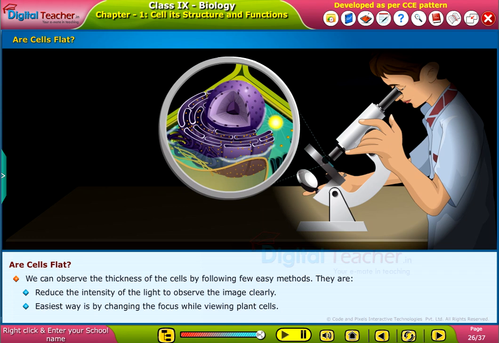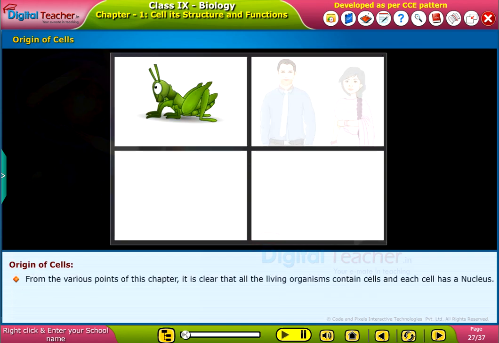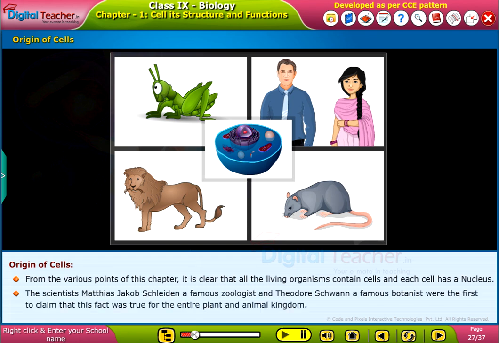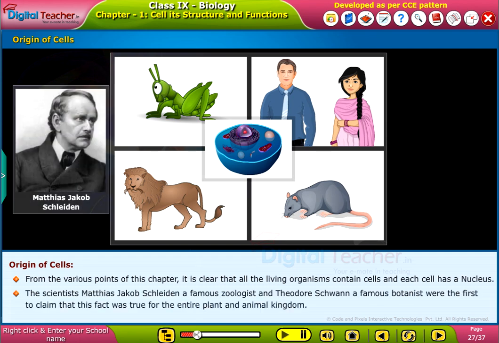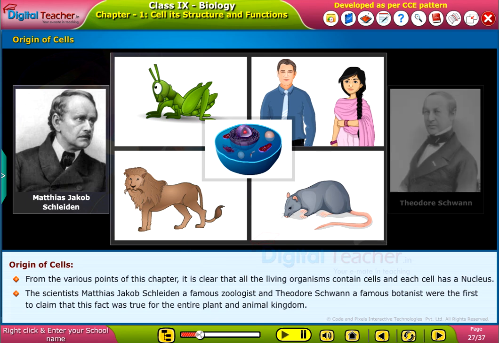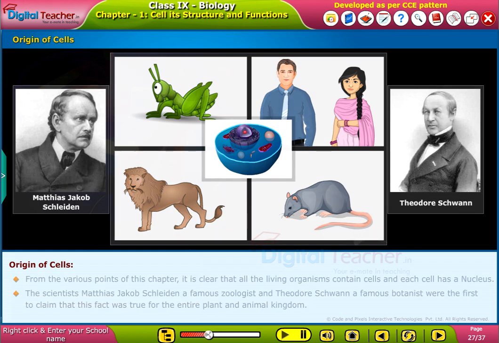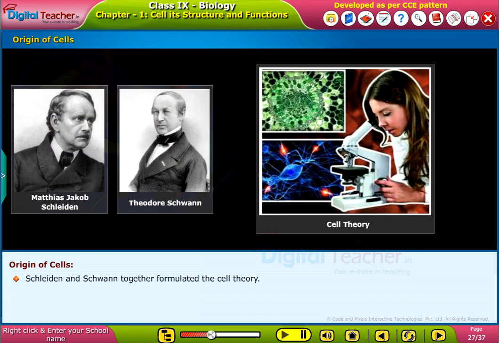Now, let us learn about the origin of cells. From the various points of this chapter, it is clear that all the living organisms contain cells and each cell has a nucleus. The scientists Matthias Jacob Schleiden, a famous botanist, and Theodor Schwann, a famous zoologist, were the first to claim that this fact was true for the entire plant and animal kingdom. Schleiden and Schwann together formulated the cell theory.